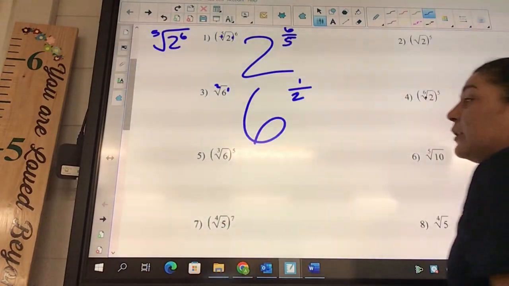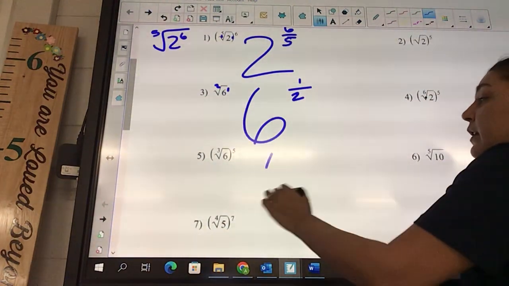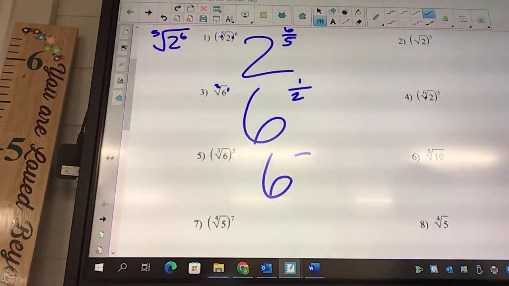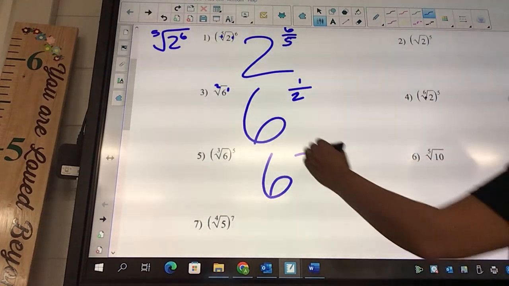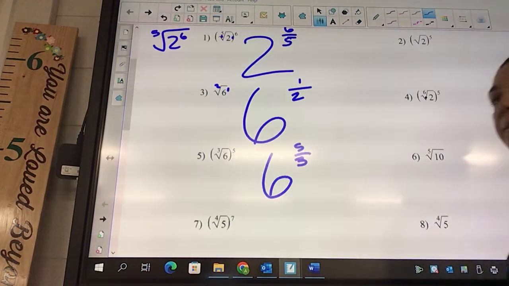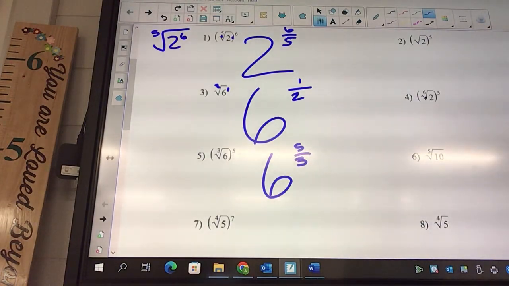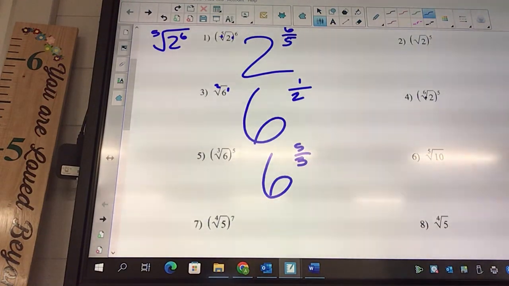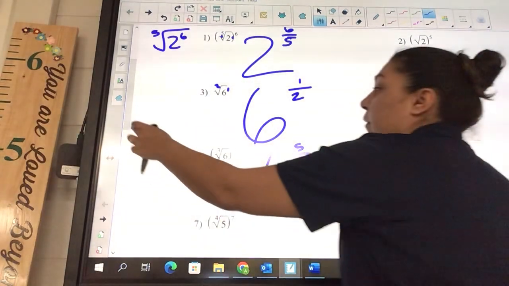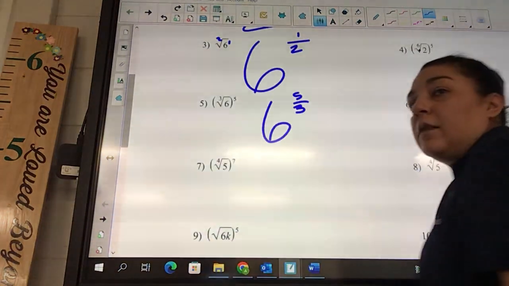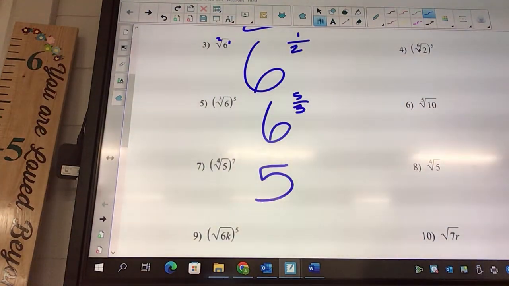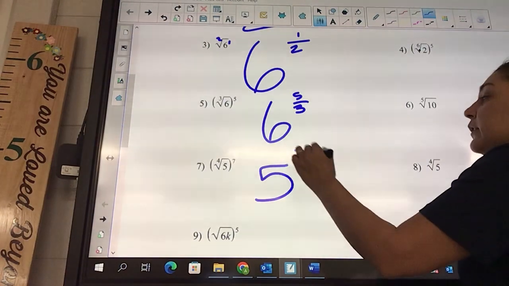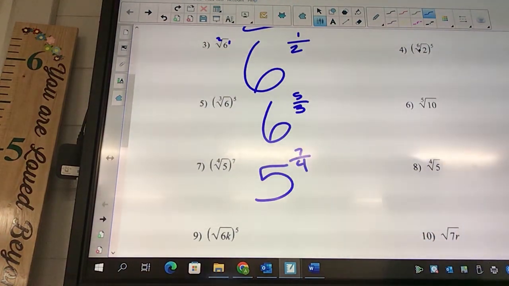Okay, look at 5. What's our big number? 6. What's going on top? 5. Bottom? 3. Five's going on for our big. What's going on top? 7 over 4.